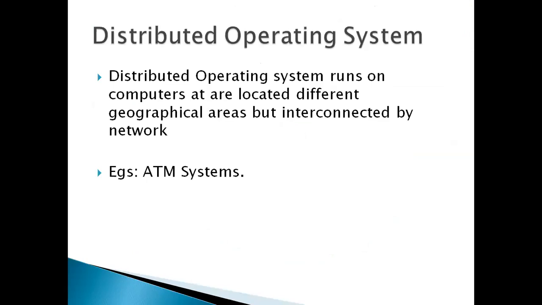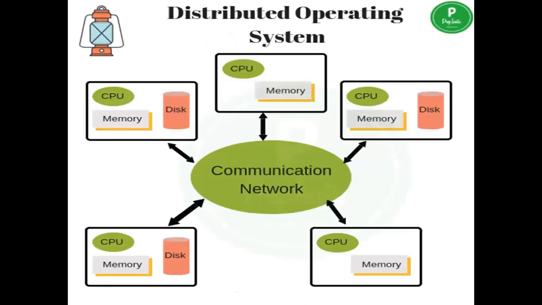ATM systems are the best example. They are located at different corners, but when you are withdrawing money, naturally the transaction that takes place in your account is very perfect. It is not making any mistake. So such types of operating systems are distributed operating systems.